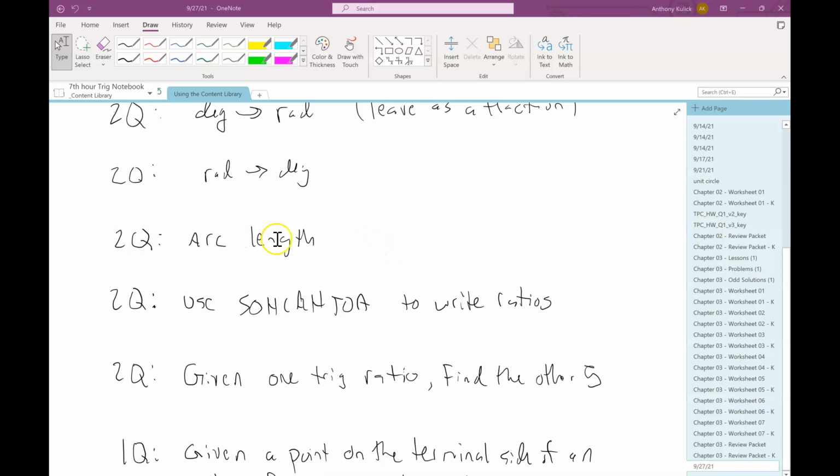Okay, so you'll have two questions about arc lengths. You'll be given both versions of the arc length formula. You'll have to know which version to use, depending on whether you're dealing with radians or degrees, but I'll give you both versions. You should be able to use a right triangle to write the 6 trig ratios, so Sohcahtoa basically. There'll be two questions like that.